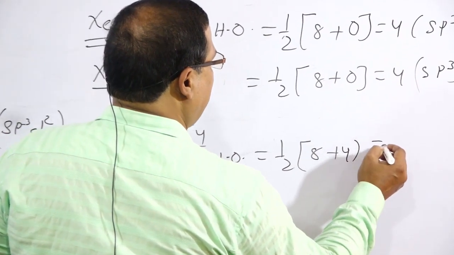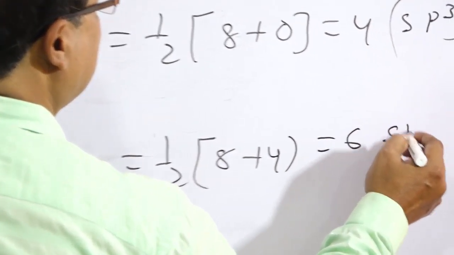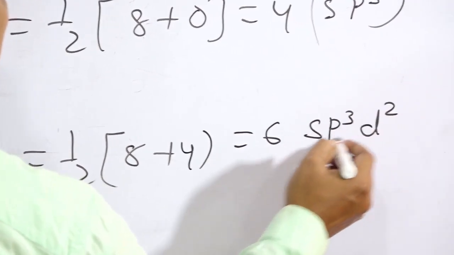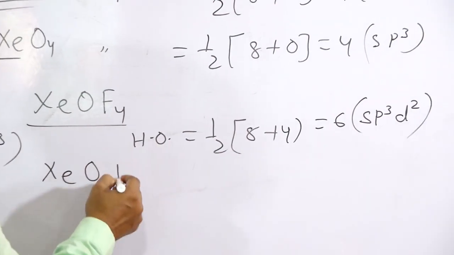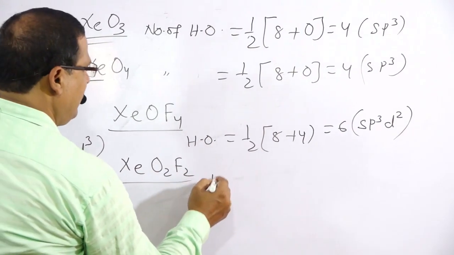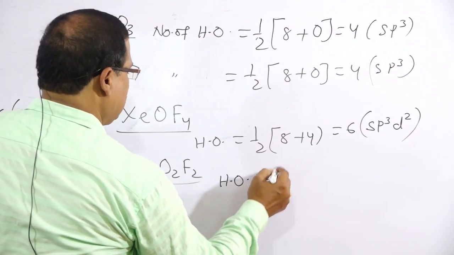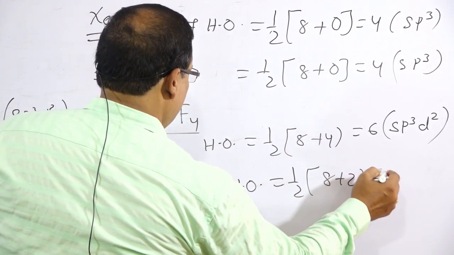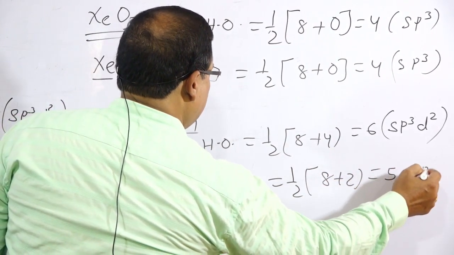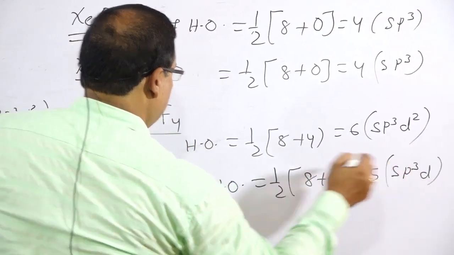Then that is found to be 6, that is sp3d2. Then XeO2F2, number of hybrid orbitals, that is half of 8 plus 2, that is 5, sp3 hybridization.